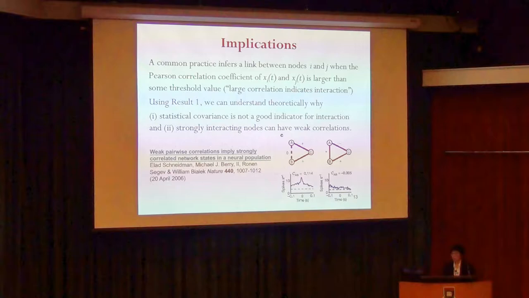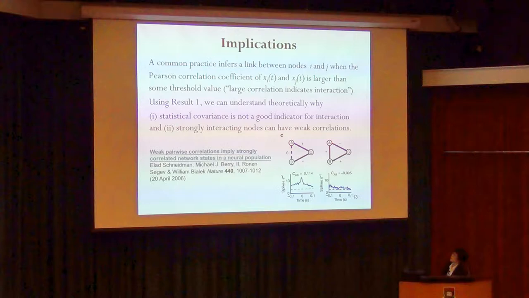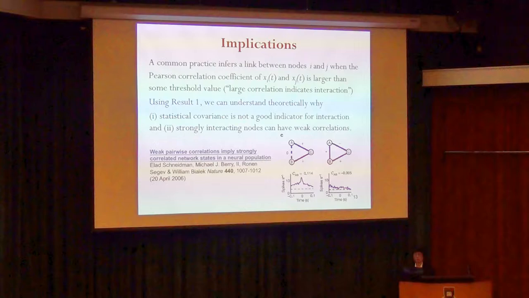So now I'm going to tell you why K0 is not a good indicator. In the field of, say, neuroscience, people already find, looking at the data, that sometimes the system naturally has a lot of interaction, but just looking at the covariance, it actually has very weak correlation. There is a paper in Nature saying that these weak correlations actually imply strongly correlated or interacting network states. We are going to show that this is very easy to understand using our result: why you can have weak correlations, but actually they are strongly interacting.